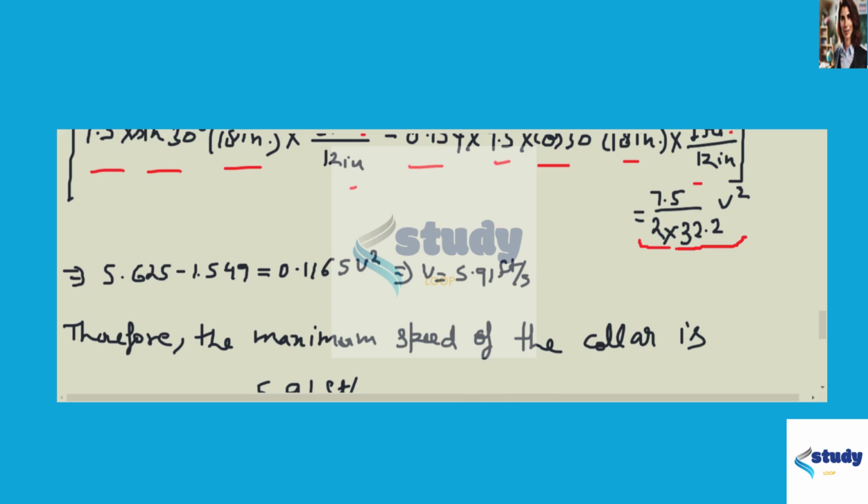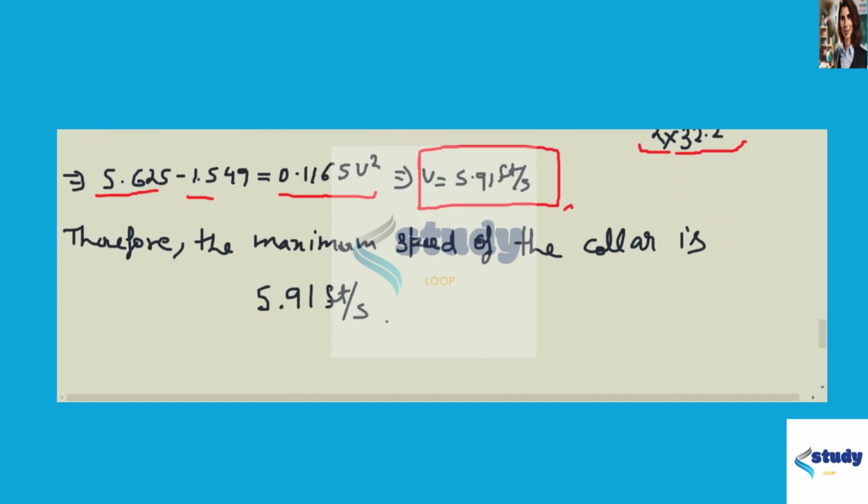By solving this we get 5.625 minus 1.549 equals 0.1165 v square, and from here we get v equals 5.91 feet per second. Therefore, the maximum speed of the collar is 5.91 feet per second.